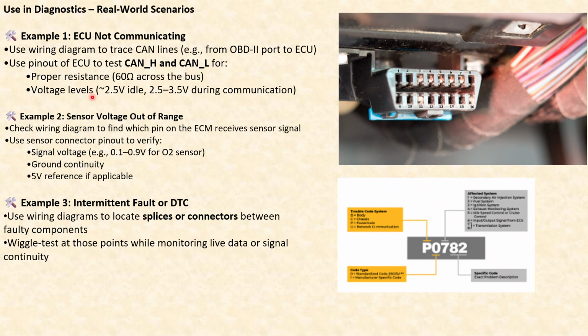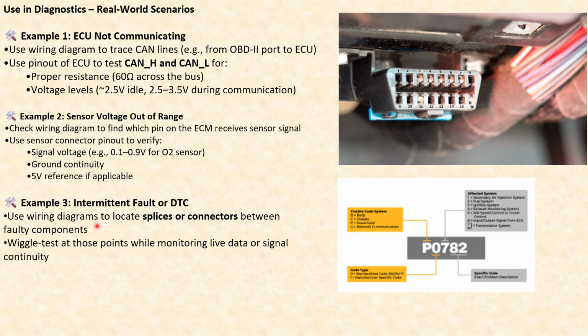Okay, now the second example is sensor voltage out of range. Check the wiring diagram to find which pin on the ECM receives the sensor signal, and use the sensor connector pinout to verify. Now, talking about the signal voltage, 0.1 to 0.9 volts for an oxygen sensor, ground continuity and 5 volt reference are applicable. This is the second scenario.